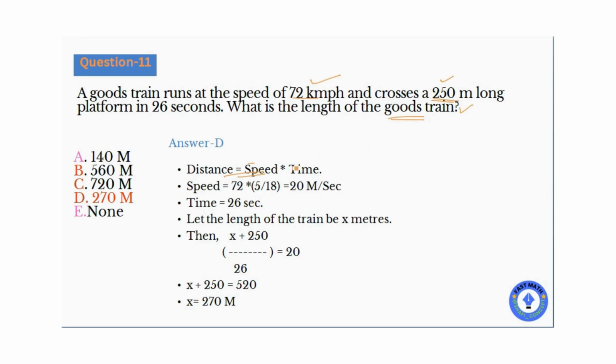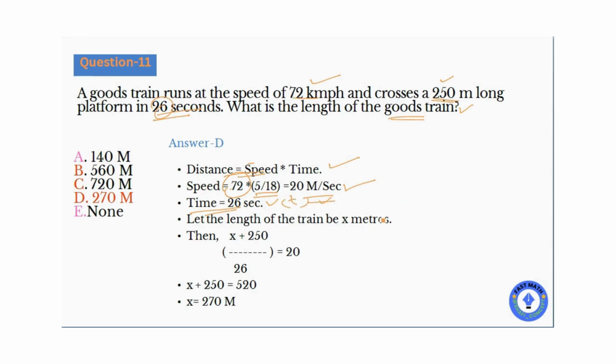That is being asked. As you know the formula, the distance is speed into time. As per the problem, the speed is 72 kmph, which we are going to convert into meters per second by multiplying with 5 by 18. Ultimately, we will get 20 meters per second as the speed of the train. What is the time duration to cross the platform? As per the problem, it is 26 seconds. That is, time T is 26 seconds.